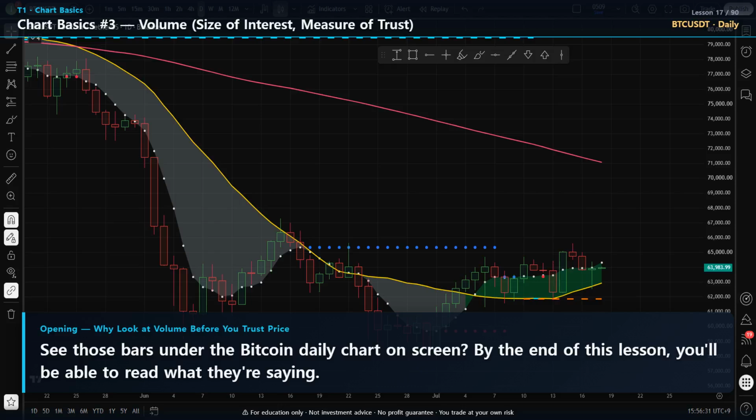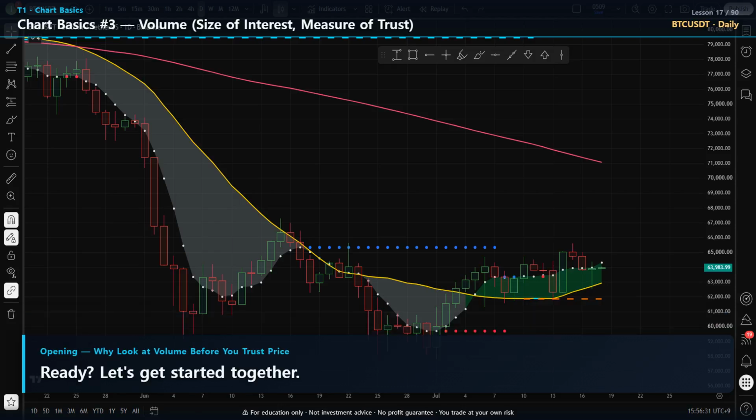See those bars under the Bitcoin daily chart on screen? By the end of this lesson, you'll be able to read what they're saying. Ready? Let's get started together.